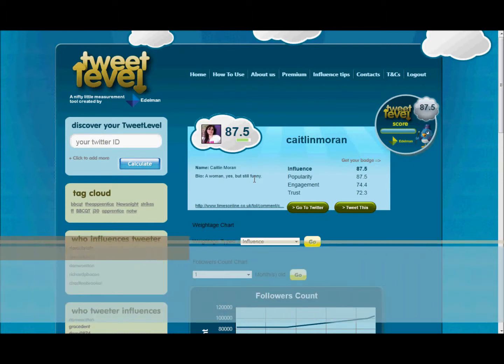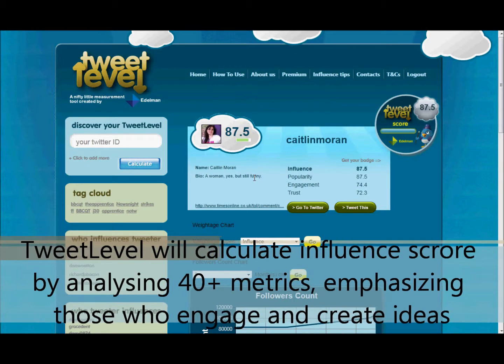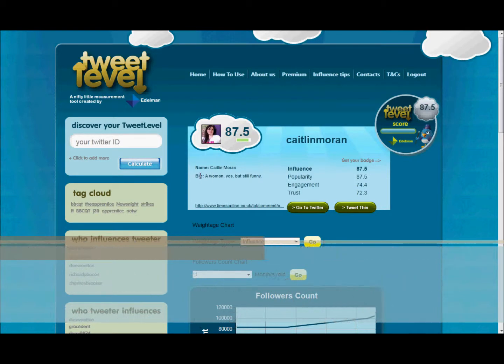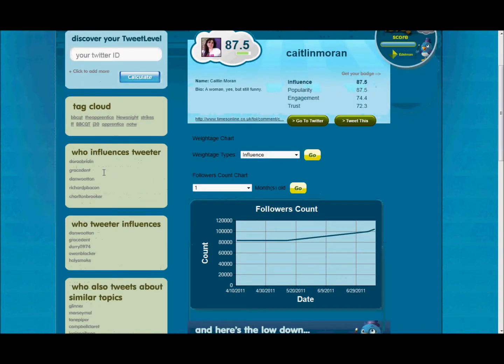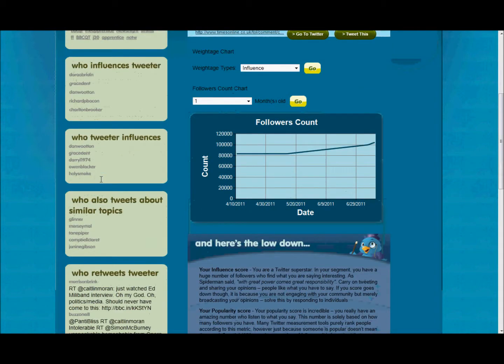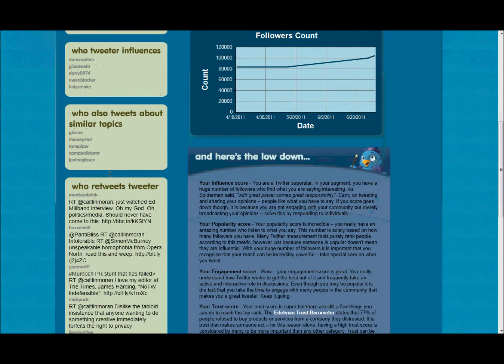Personally, I believe a score of between 65 and 85 is the sweet spot. These are the people who are highly influential, but not so popular that they're almost impossible to speak to. We can also look at their tagline, as I said before, what they speak about, who influences them, who they influence, and who also talks about similar subjects.